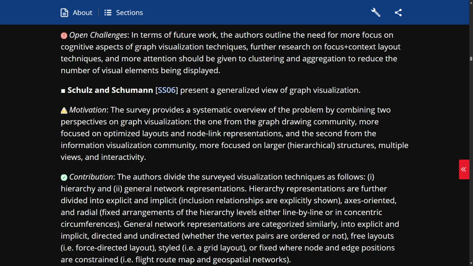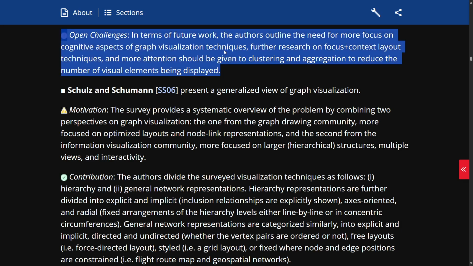Open challenges. In terms of future work, the authors outline the need for more focus on cognitive aspects of graph visualization techniques, further research on focus plus context layout techniques, and more attention should be given to clustering and aggregation to reduce the number of visual elements being displayed.